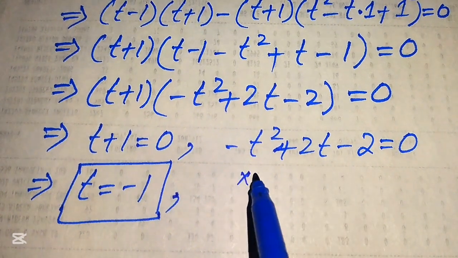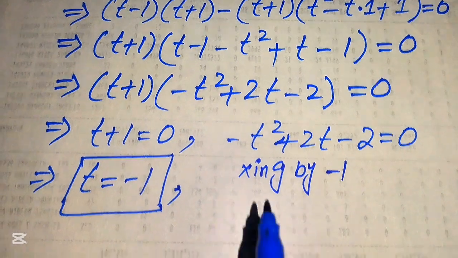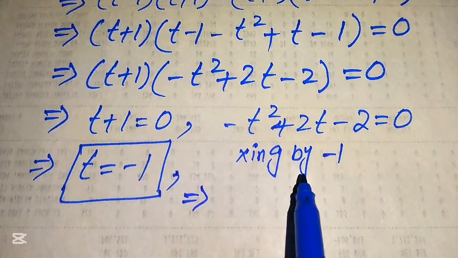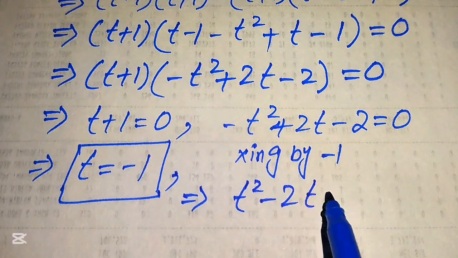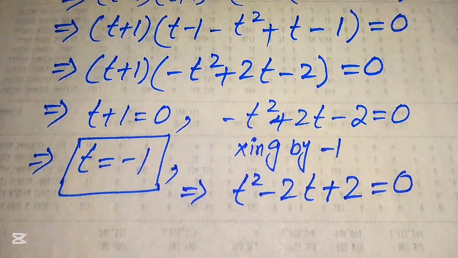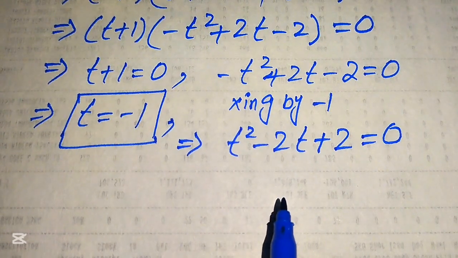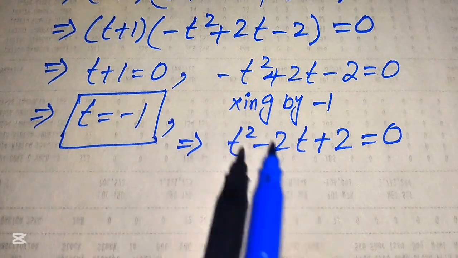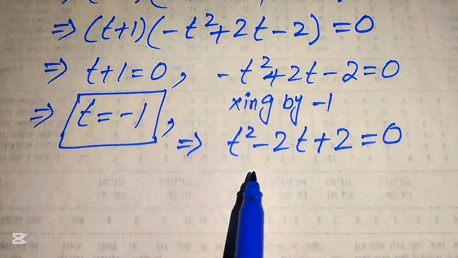So first we multiply both sides by minus 1. When we multiply both sides by minus 1, it will be written as t square minus 2t plus 2, and this whole equation equals 0. So this equation becomes a quadratic equation in the variable t, and here we can apply the quadratic formula in order to find the roots of this equation.